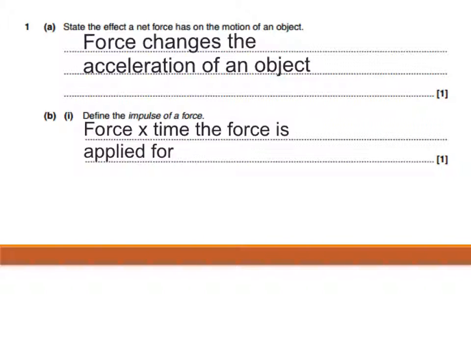The next question is to do with momentum. We've got to state the effect a net force has on the motion of an object. Quite simply, force changes the acceleration of the object or the momentum of the object. And then define the impulse of a force. Impulse is force times the time the force is applied for.